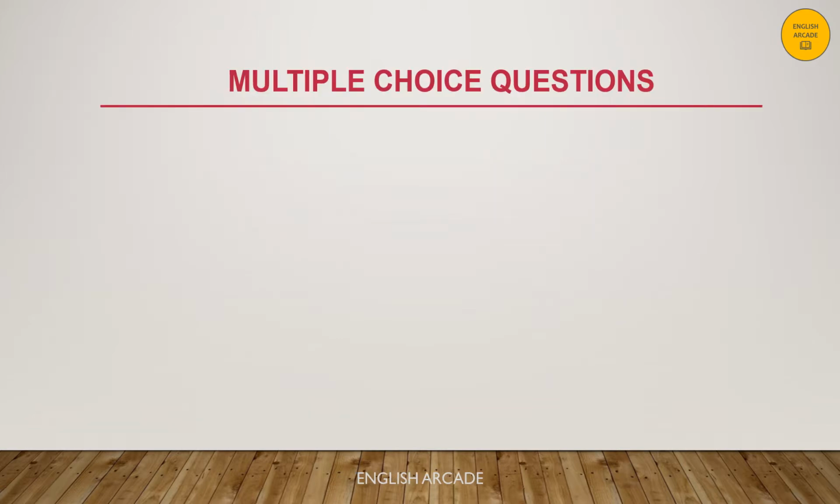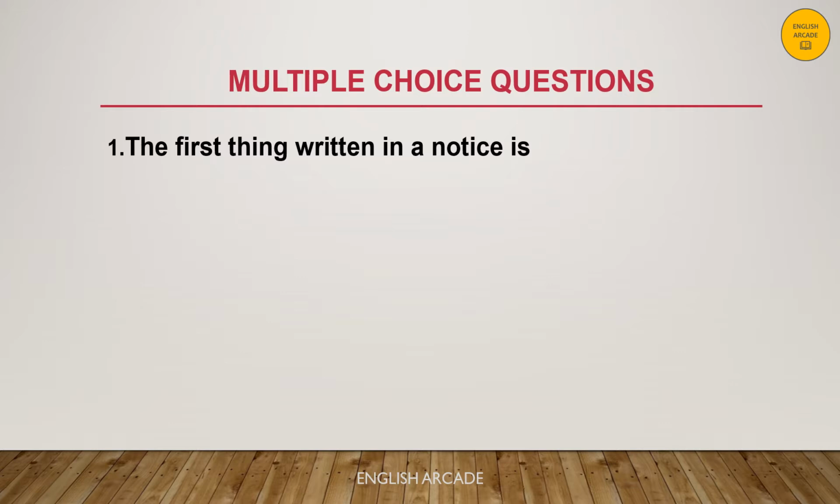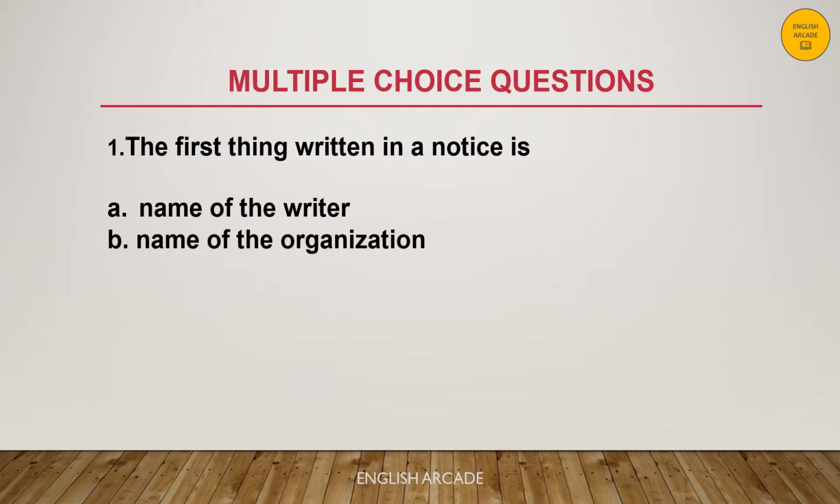So let's get started. Question number 1. What's the first thing which is written in a notice? Options are name of the writer, name of the organization, heading or the title, or a date. So we all know that the first thing that we write in a notice is the name of the organization or the name of the institute.